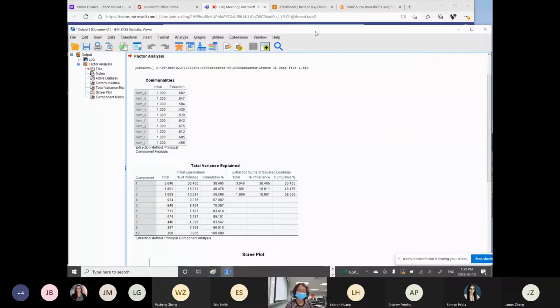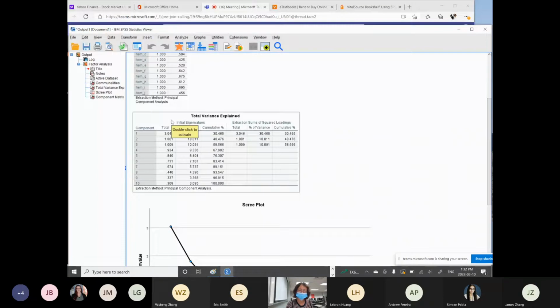So now we have this output. The first table is communalities. This is the extraction of factors we get. The second table is important: total variance explained.